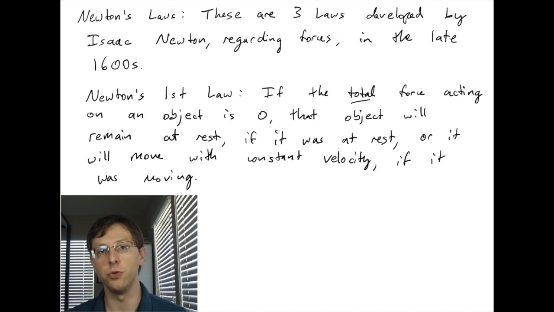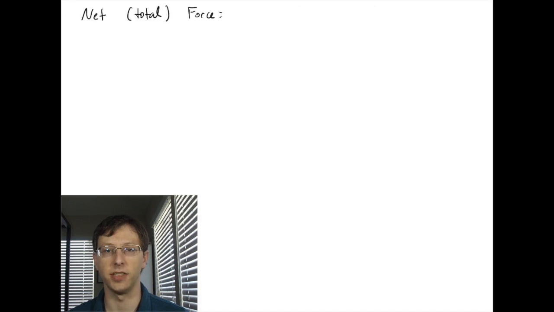So to use Newton's first law, first we need to calculate the total force acting on an object, and then if that turns out to be 0, we know that that object is either remaining motionless or it's moving with constant velocity. So you can see here an example of how you would do that.